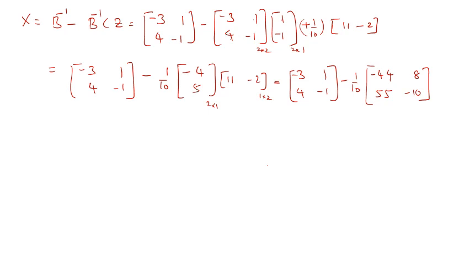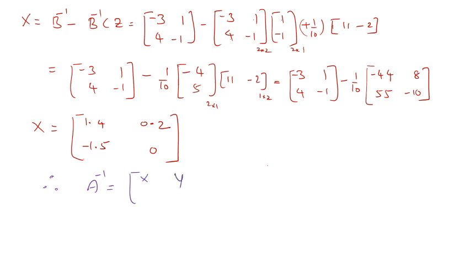Okay, and finally x equal to, after simplifying, this is 1.4, 0.2, minus 1.50, minus 1.50. This is x value, right? Therefore finally, what is A inverse? A inverse is x y z v, right? Let us substitute one by one. First, what is x value? 1.4, 0.2, minus 1.50. X value is over.